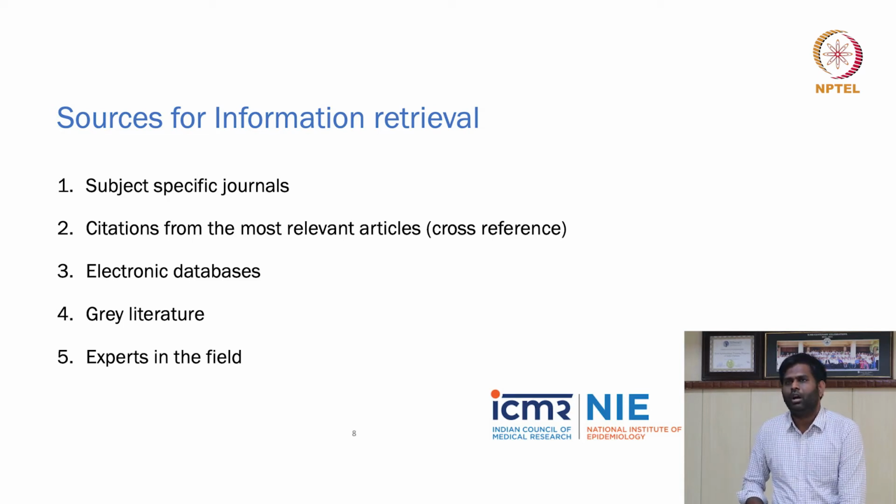I would go with these options, not in any specific order, but if I had to do a systematic review on this topic, I would talk to my friends, seniors, my professors, and then I would look for subject specific journals which would publish articles specifically on dental caries, and then I would go to the archives of those journals and search for articles which report on dental caries.